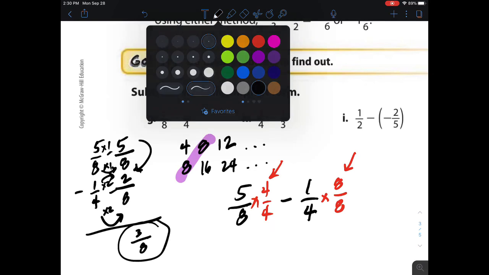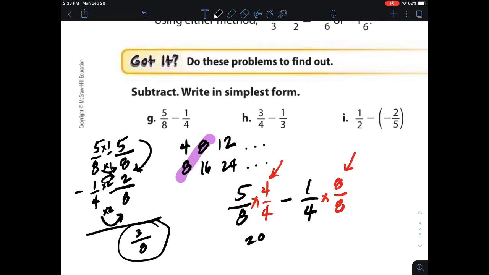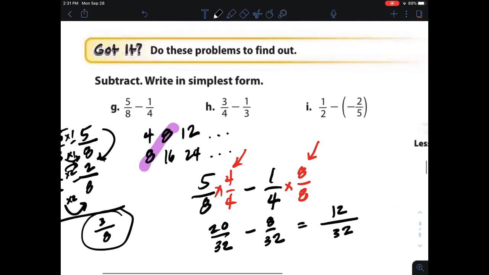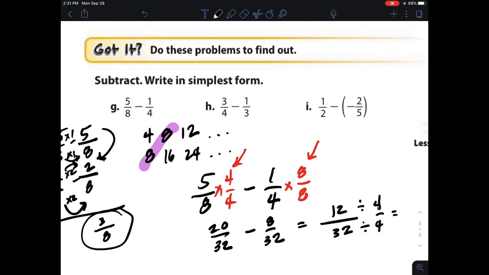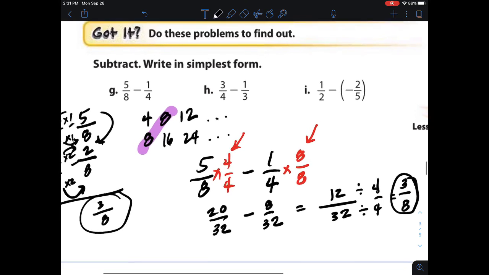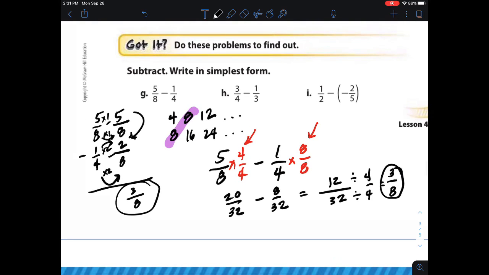So going back here, if I multiply that by 4/4, this becomes 20/32. And this becomes 8/32. So if you notice, they have the same denominator. I keep the denominator. 20 minus 8 is 12. And I simply get the greatest common factor of 12 and 32, which is actually equal to 4. So I divide both by 4. This becomes 3/8. So that is using the shortcut method that I just showed you. So now you can do H and I on your own.